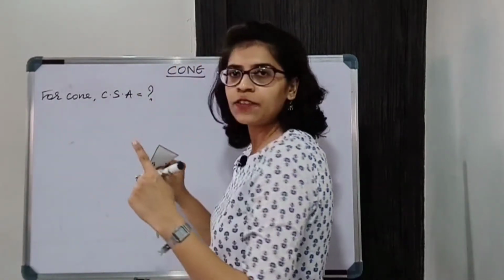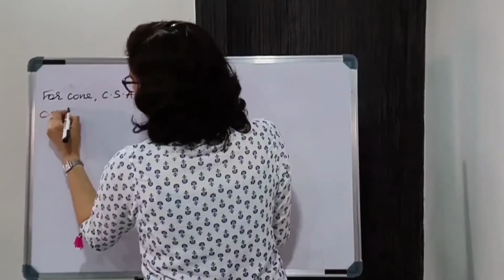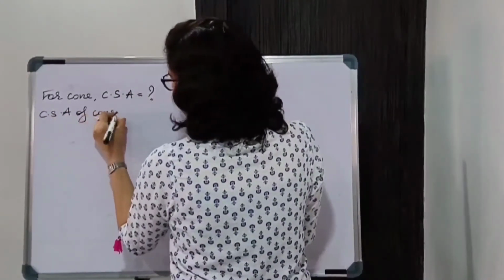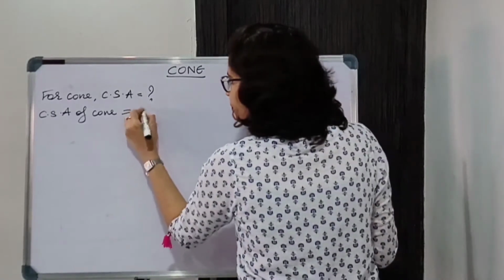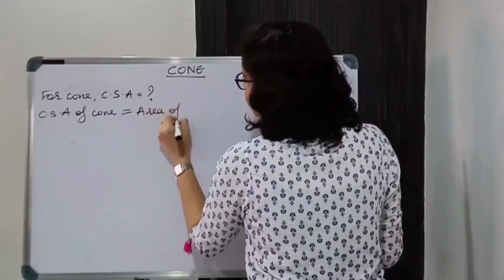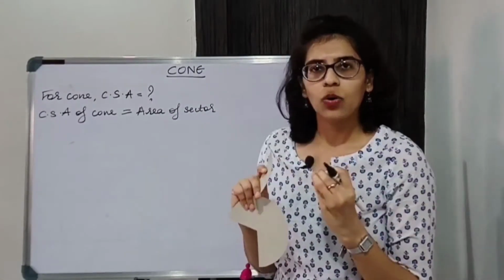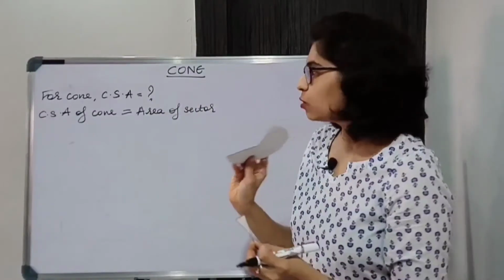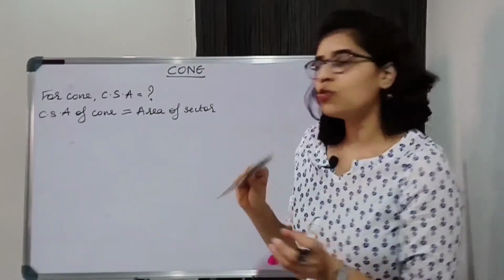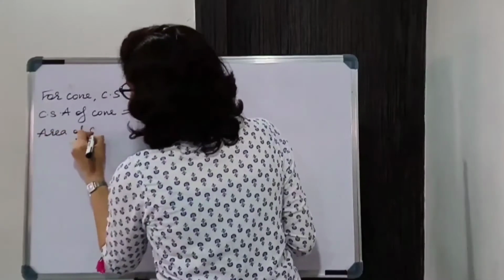For CSA we need to know the area of the sector. So CSA of the cone is nothing but the area of this sector. So I need to find the area of this sector. Now for the area of the sector, I need to know the area of the circle and all. Okay, so let us use this formula. Area of sector is what?